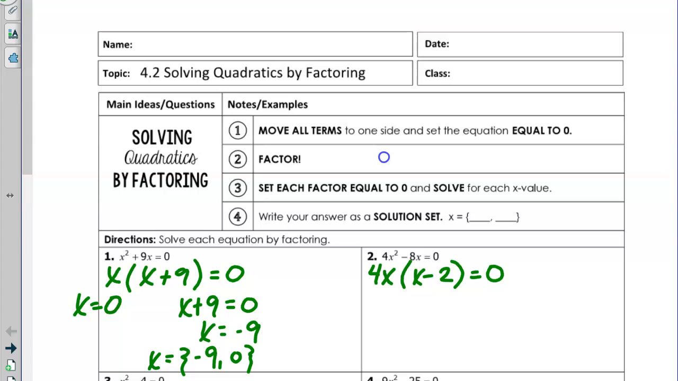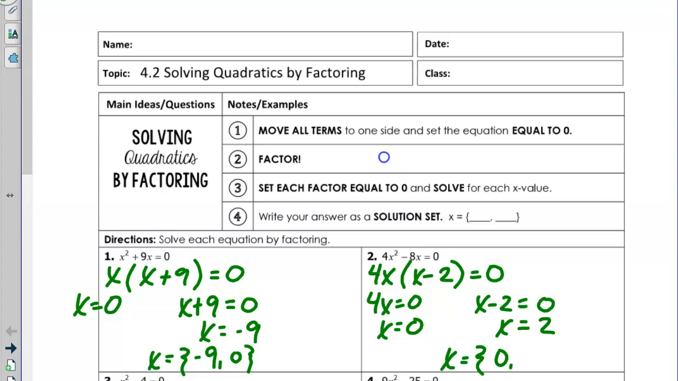So first we're going to take 4x and set that equal to 0. And what will x equal? Okay, very good. 0, very good. Then you go and do the same thing with the other factor, x minus 2 equals 0. And now what is x equal? Positive 2, very good. Then we're going to write our solutions up. We have 0, 2.